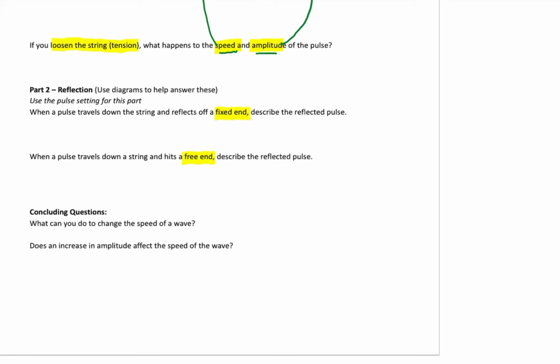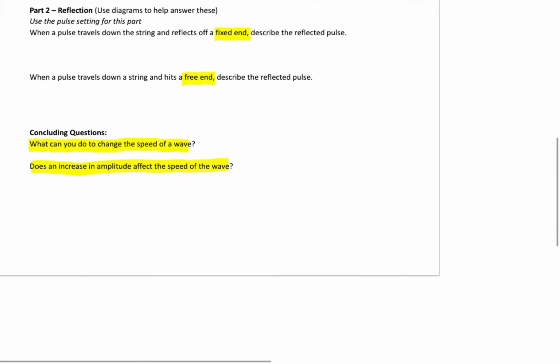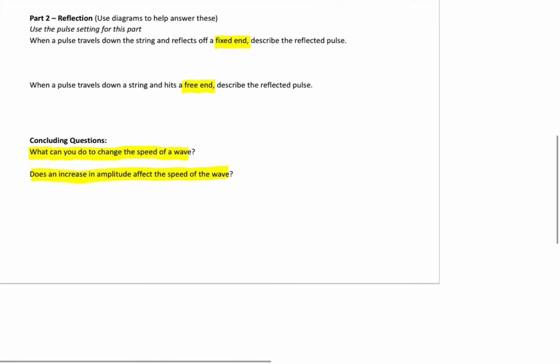Tell me, what can you do to change the speed of your wave? You should have figured that out. Tell me, does amplitude seem to connect to the speed of the wave? And there's a third question I've added that didn't make the cut here. What did damping do? I don't know if it's damping or dampening. What did dampening seem to do to the wave? That's it for your lab.